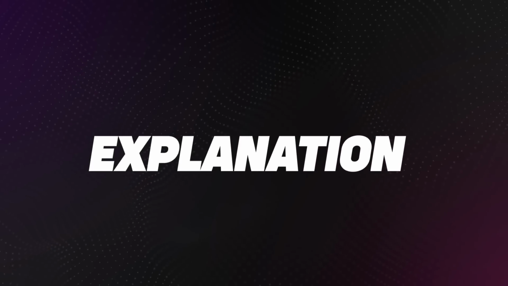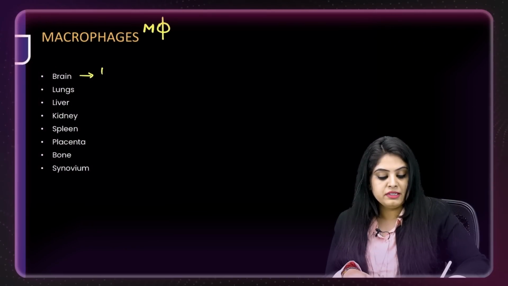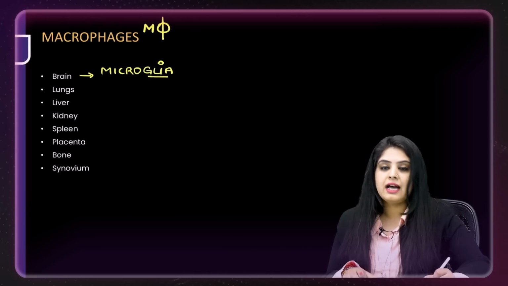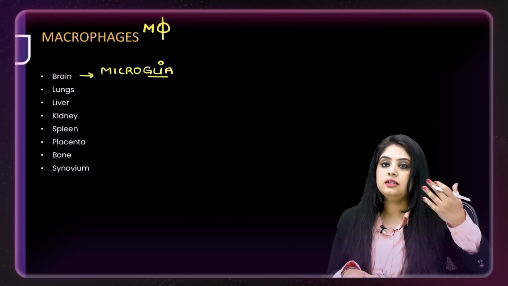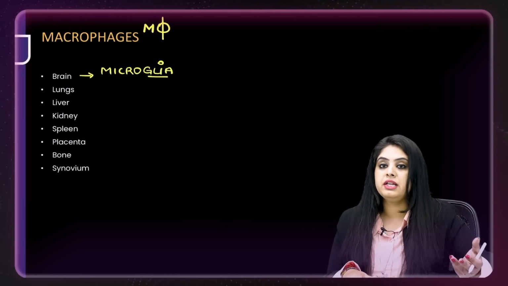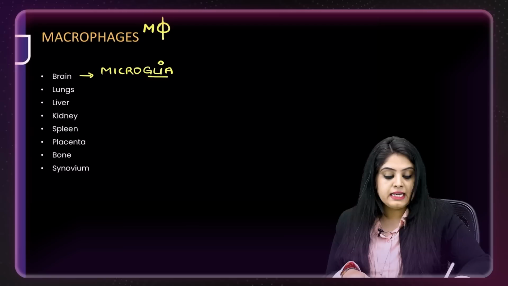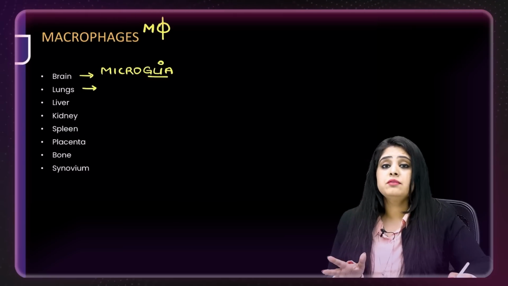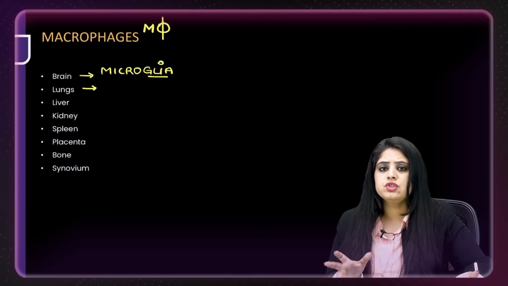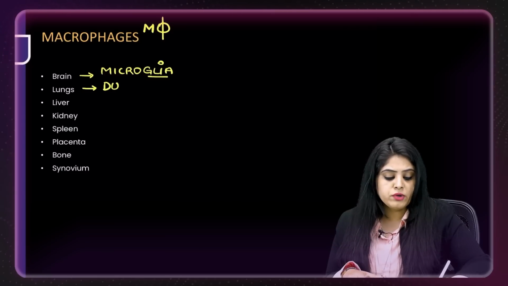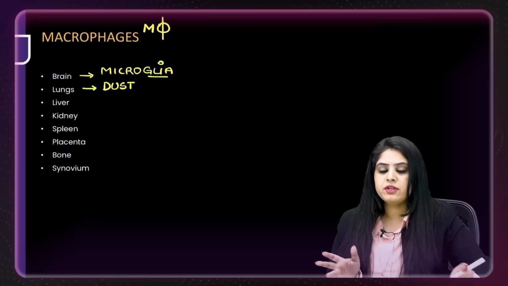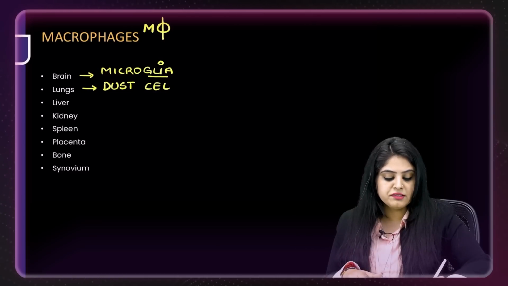Here's the explanation. In the brain, please remember these are referred to as microglia. So glia will always remind you of glial, and glial means something to do with the brain, right? In the lungs, there is a lot of carbon, pollution, dust. So macrophages are going to eat all of that dust. Macrophages are forever eating kind of cells, so they are known as dust cells.